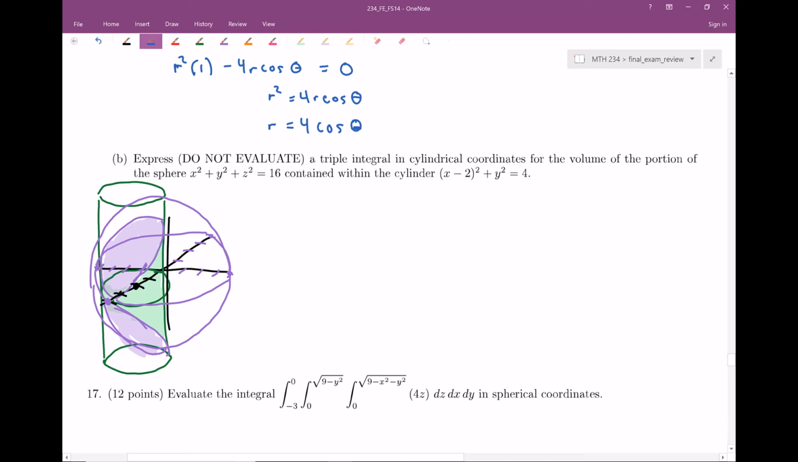So let's go ahead and set up our integral. We know in order to find volume, this is going to be the integral of 1 dV over our region. And we're going to set this up in cylindrical coordinates. So when I switch this into cylindrical coordinates, then I'm going to get an r dz dr dθ.